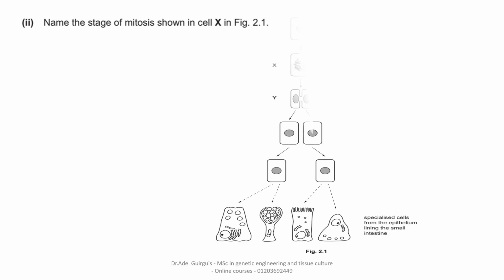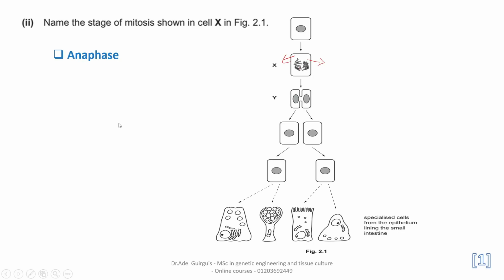Now for double I, name the stage of mitosis shown in cell X. What's the stage of mitosis here in cell X? Yes, here a group of chromatids and another group of chromatids, sister chromatids, are separated now from each other. One moves to the left, one moves to the right. So this is called anaphase, where chromatids split and move away from each other. This phase is called anaphase.